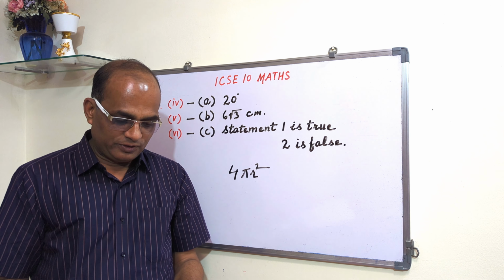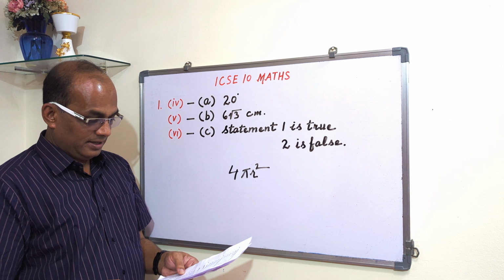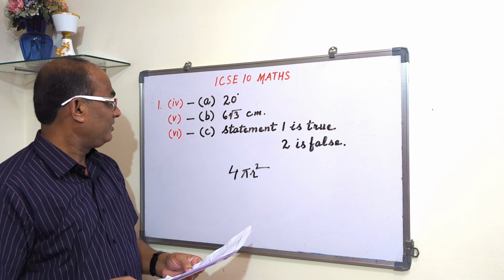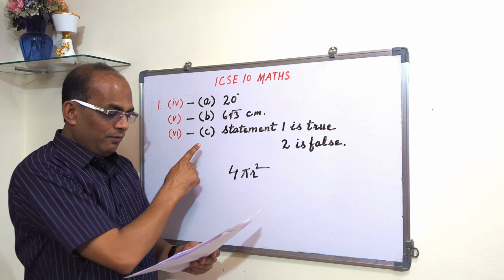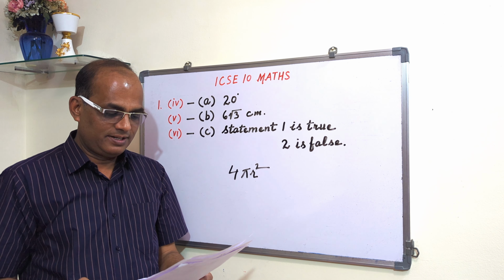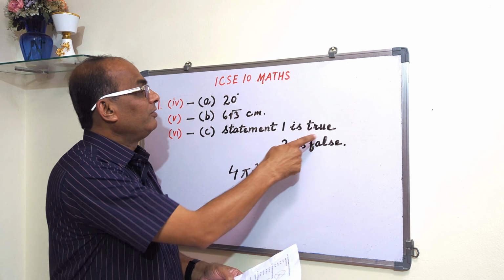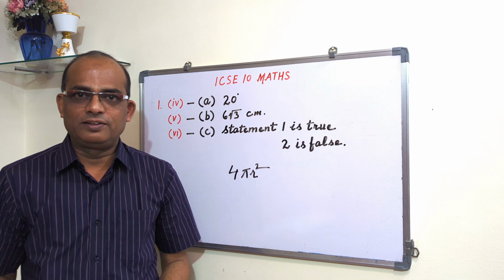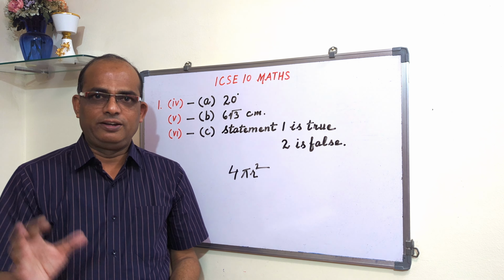This is false. So the right answer for the sixth question is option C, which is statement 1 is true and statement 2 is false. Statement 1 is true, but statement 2 is false. I hope things are very, very clear.